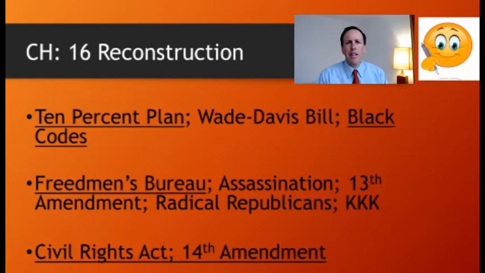Lincoln will be assassinated. We'll need to know three amendments. The 13th, the 14th, and the 15th Amendment are called the Reconstruction Amendments. KKK stands for Ku Klux Klan. We'll talk about that. And then we'll get to the 14th Amendment there.